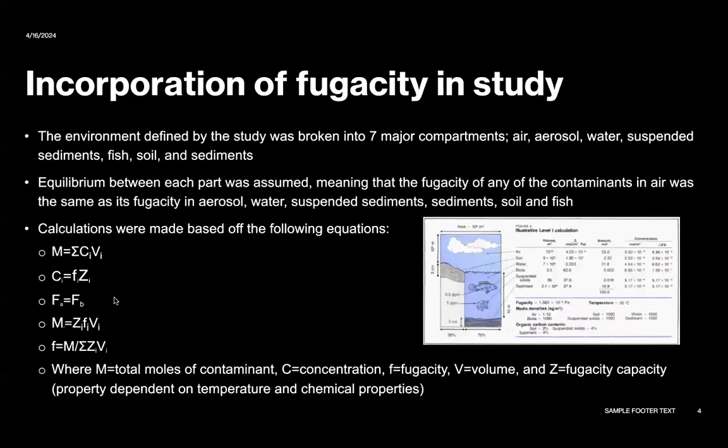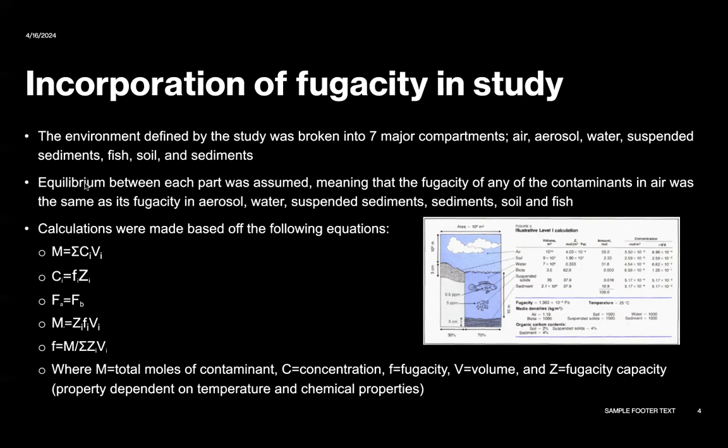On this next slide, this third equation in the bulleted equations is one of the equations that we learned this year, where the fugacity in phase A is equal to the fugacity in phase B when we have phase equilibrium. Primarily, we focus on vapor-liquid equilibrium in class, but in this case, we have multiple different phases or compartments that the study broke the environment down into. As we talk about on the slide here, the seven major compartments they broke it down into were air, aerosol, water, suspended sediments, fish, soil, and sediment. That should be suspended solids, not sediment.